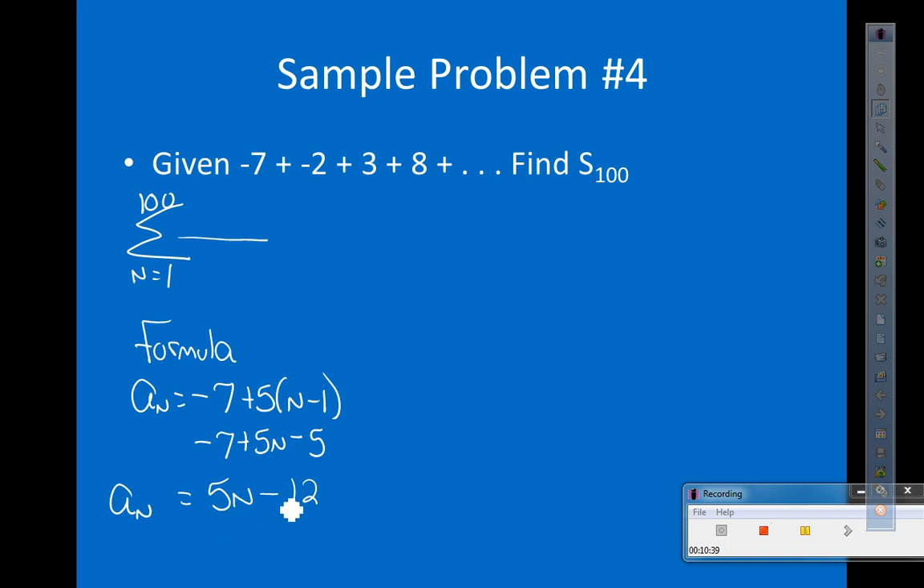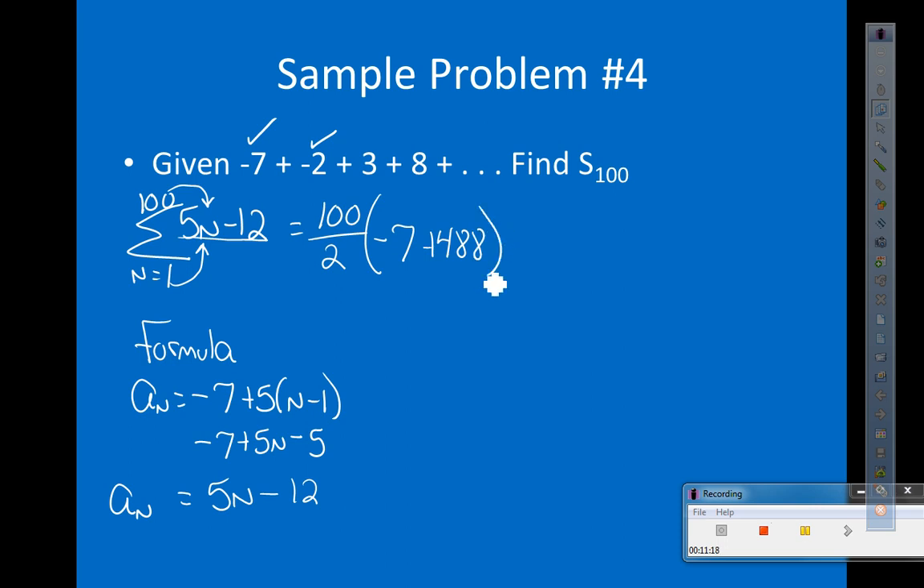5 times 1 is 5 minus 12 is negative 7. 5 times 2 is 10. 10 minus 12 is negative 2. So I'm off to a good start. So I'm going to place my formula right there. 5n minus 12. Now to bring it home, I'm going to go 100 divided by 2 times, plug in 1, and I get negative 7. Plug in 100. 5 times 100 is 500 minus 12 is 488.